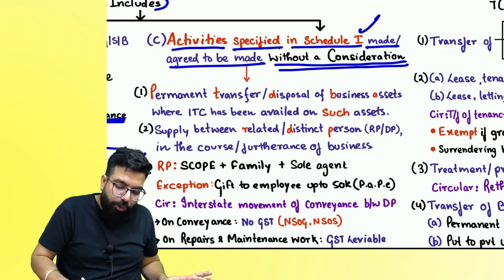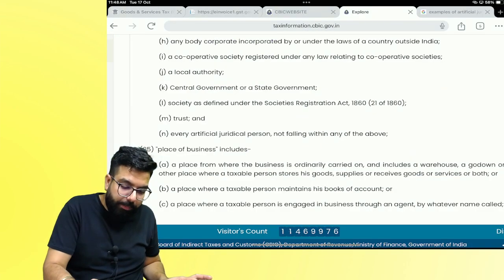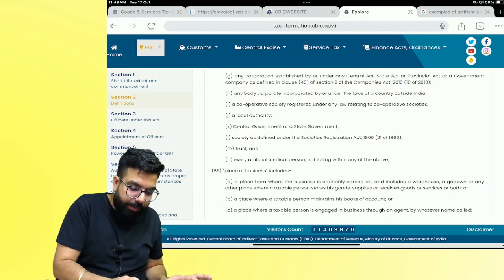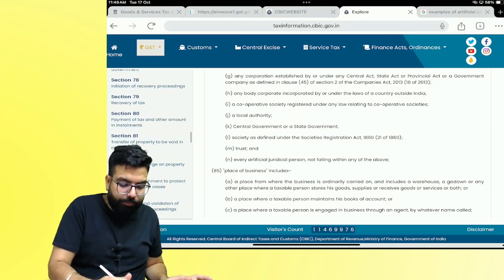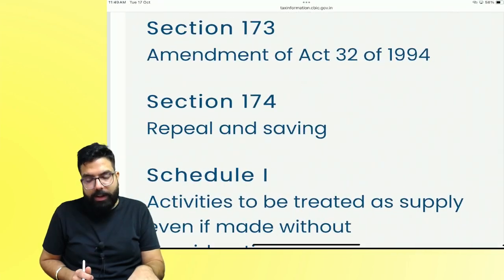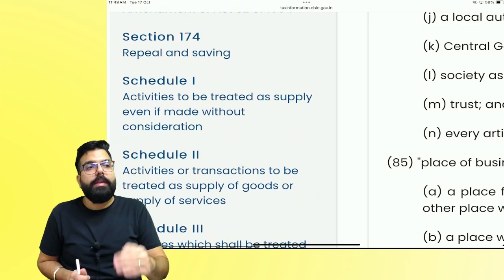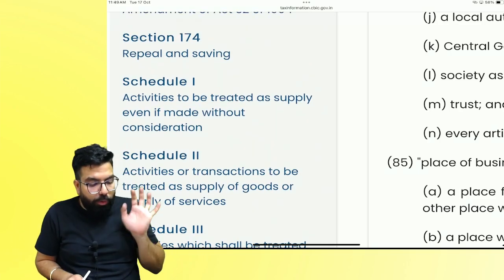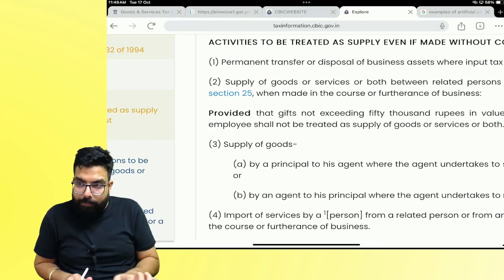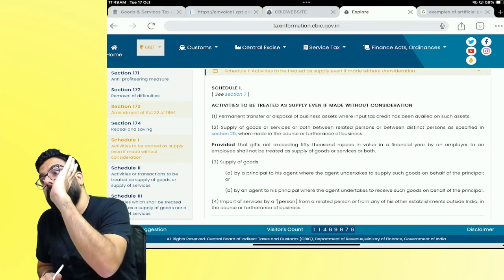Sir, what is this Schedule 1? Actually, when you go and see the law, wait, I'll show you the law over here. On the CBIC website, when you go to the GST Act and scroll down, this is the Act. How many sections were there? 174. Can you see 174 is there? After that, you will see Schedule 1, Schedule 2 and Schedule 3. Can you see Schedule 1? This is nothing other than an annexure. When you click Schedule 1, you will be able to see how many activities, everyone? 1, 2, 3, 4. These 4 activities, even if you do them without consideration, still it will be a supply.